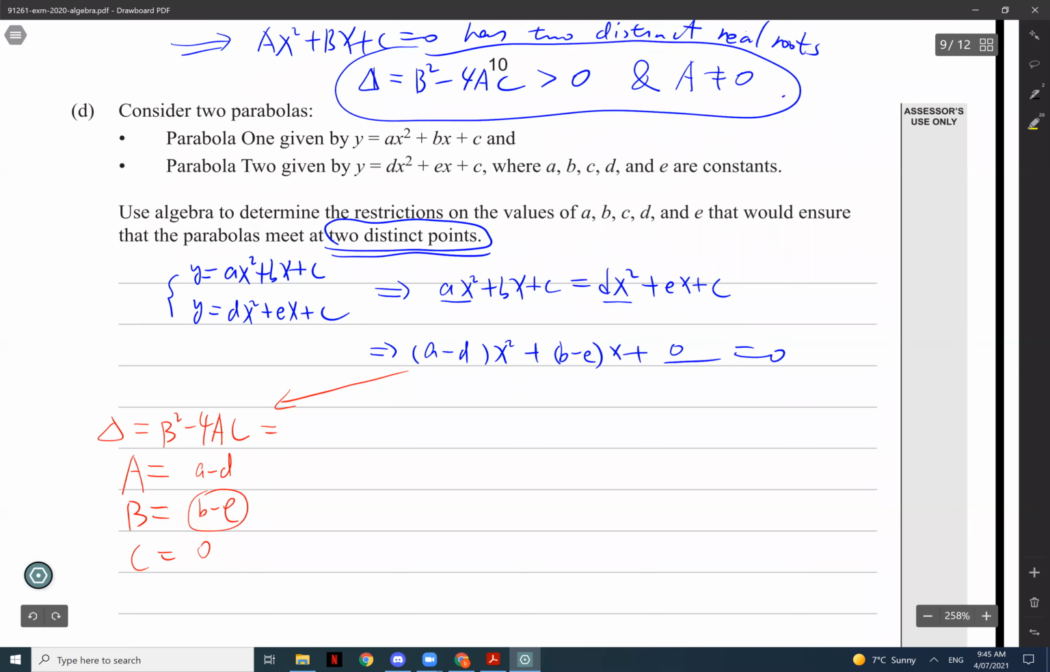So b squared minus 4ac will be b minus e squared. 4ac is just 0. Minus 4ac is just 0. So we need b minus e squared bigger than 0. If b minus e squared is bigger than 0, well, what can you have? Ella, b minus e squared bigger than 0, what can we have?